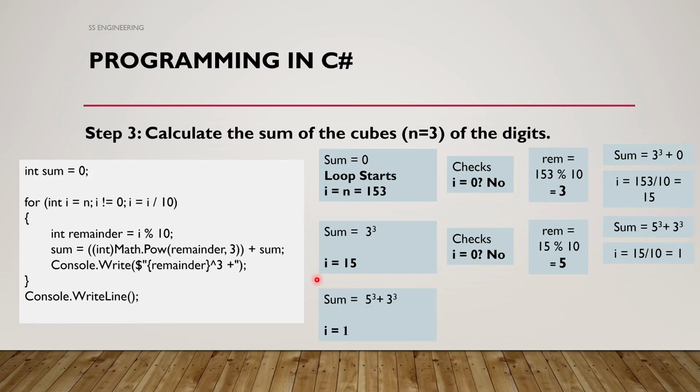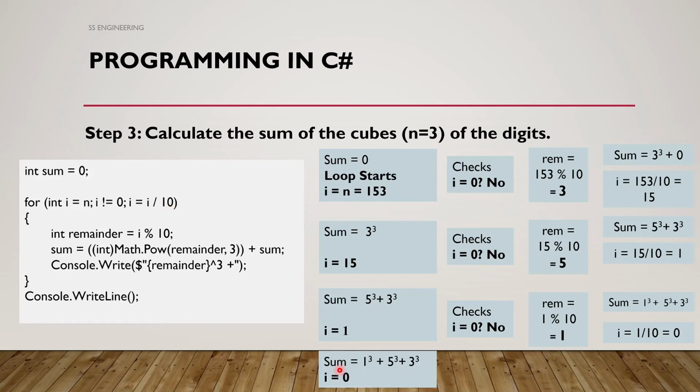it's just 1. In third loop, we have now sum equals 5 cube plus 3 cube, and i equals 1 from here. Now again it checks if i is equal to 0 or not. Nope. We go to the loop, remainder equals i by 10. So 1 by 10 basically has a remainder of 1, and then it calculates 1 cube, puts it into the sum, and we have 1 cube plus 5 cube plus 3 cube. And next step, it calculates i equals 1 by 10, and the value would be 0 because 0.1, it removes the number after decimal, so i equals 0.